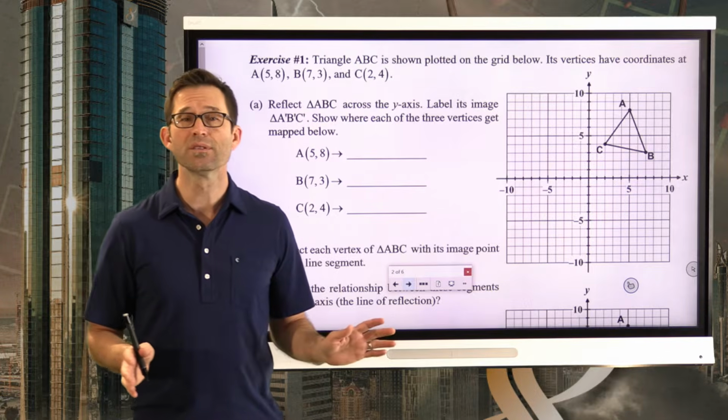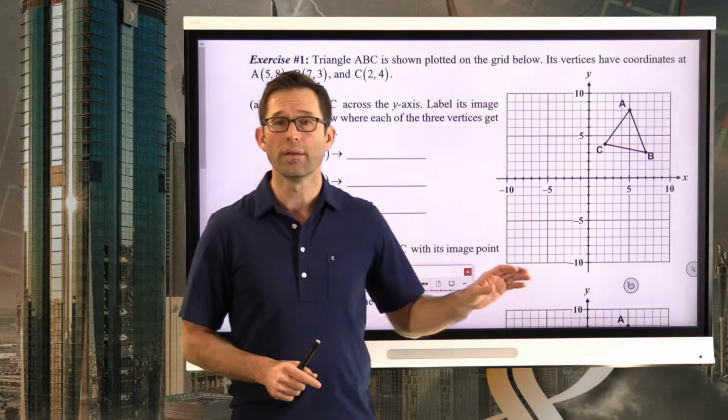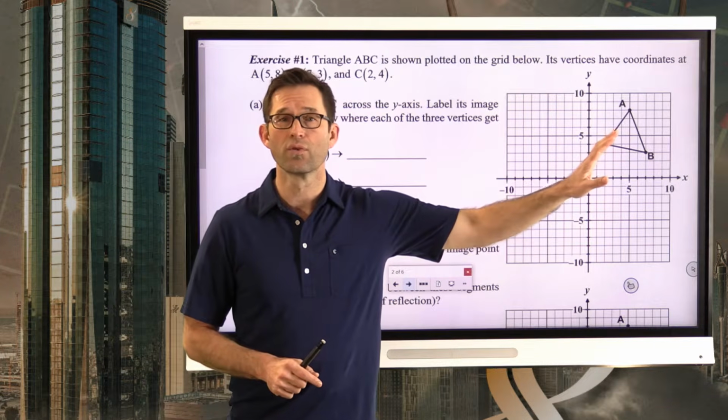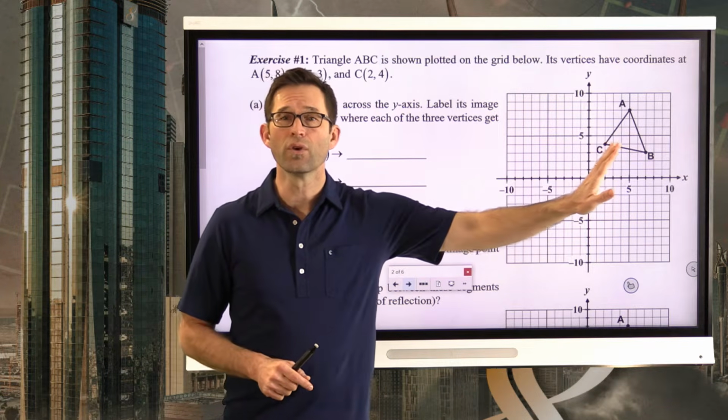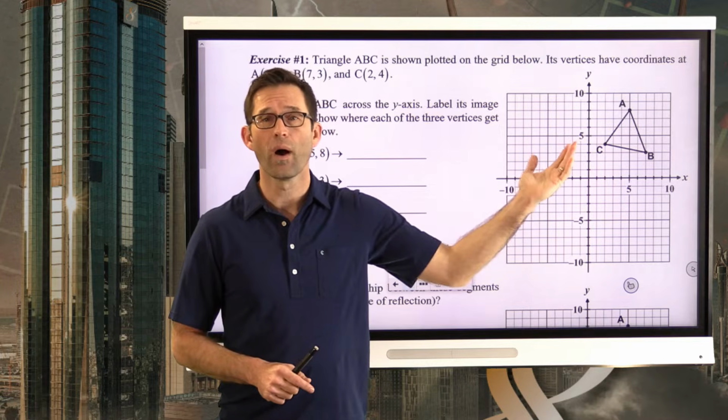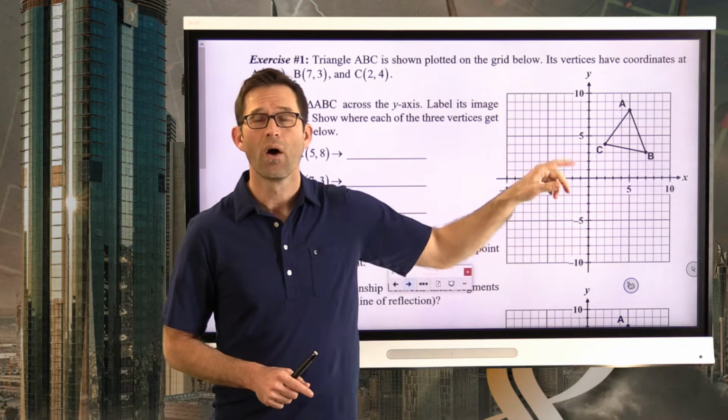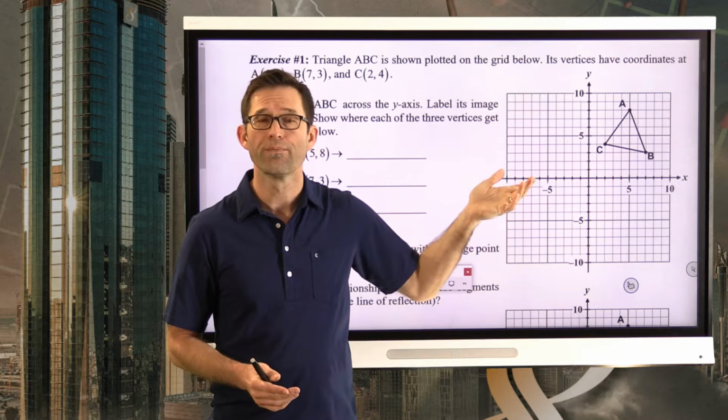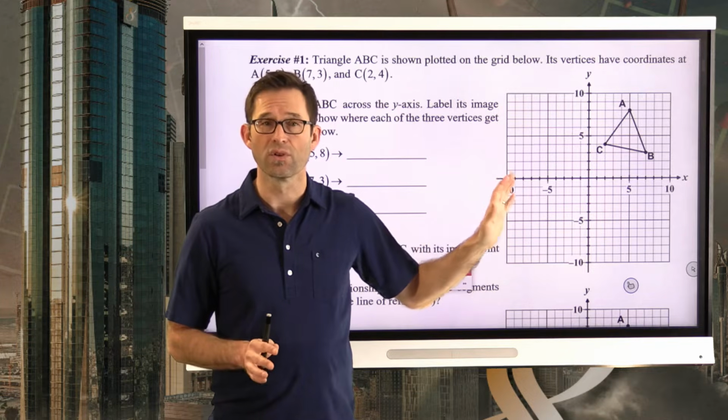All right, so this is simple enough, especially to visualize. The whole idea here is that we've got this triangle plotted in the first quadrant. The idea would be now if we took our paper and we literally folded it along the y-axis and then we traced out our triangle again, where would it go? Well, it's a pretty easy thing to visualize, right?